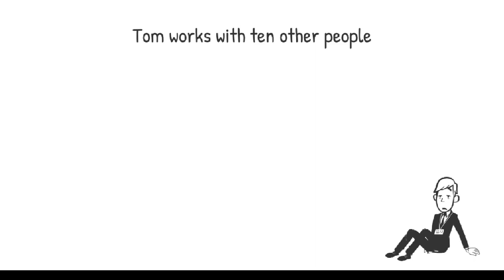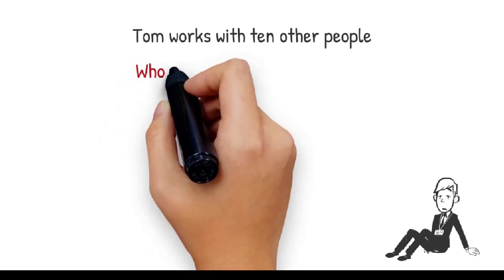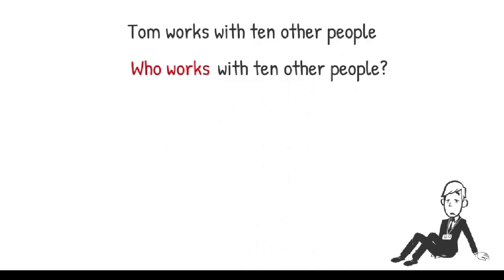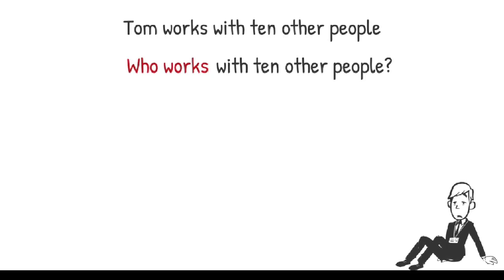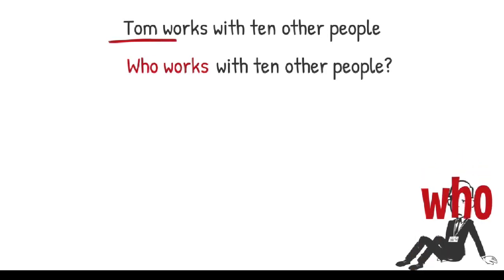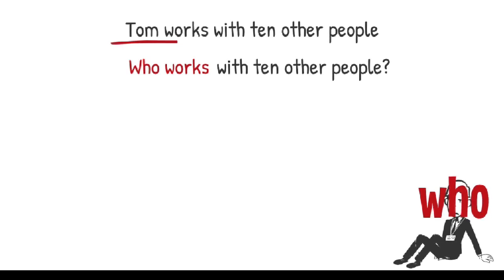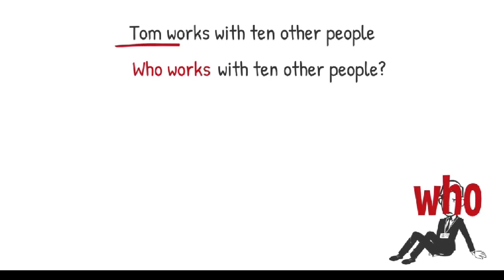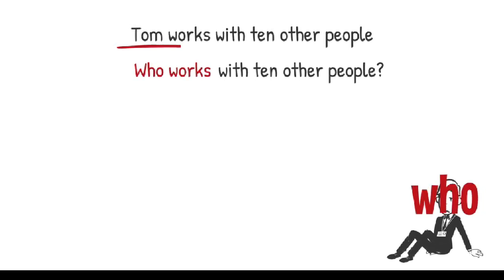For example, Tom works with 10 other people. Let's make a question with an unknown subject. Who works with 10 other people? You see, in the positive sentence, the subject is Tom. In the question, who works with 10 other people, Tom hides behind the question word who. The subject in the question is unknown. That's why we don't have the auxiliary verb do or does.